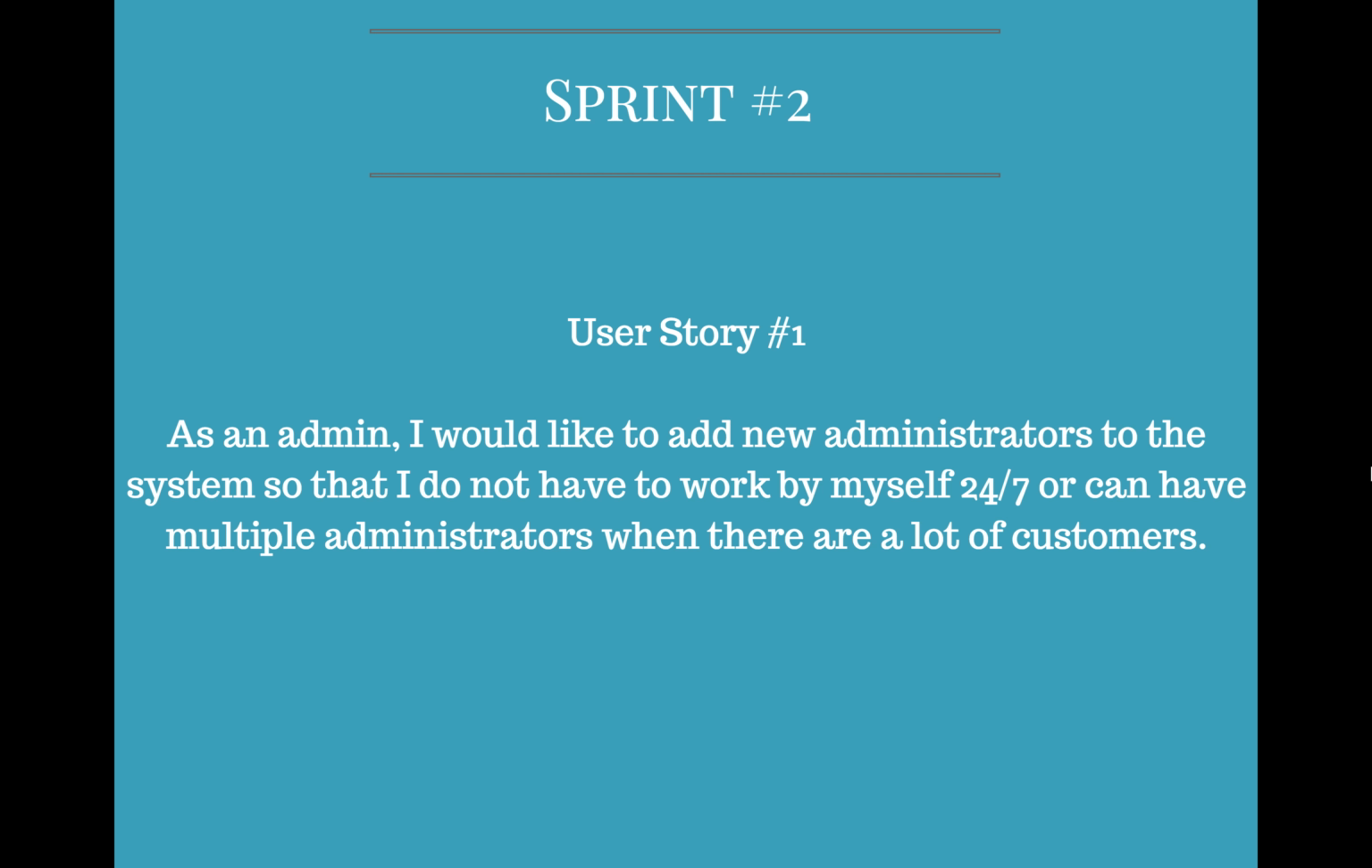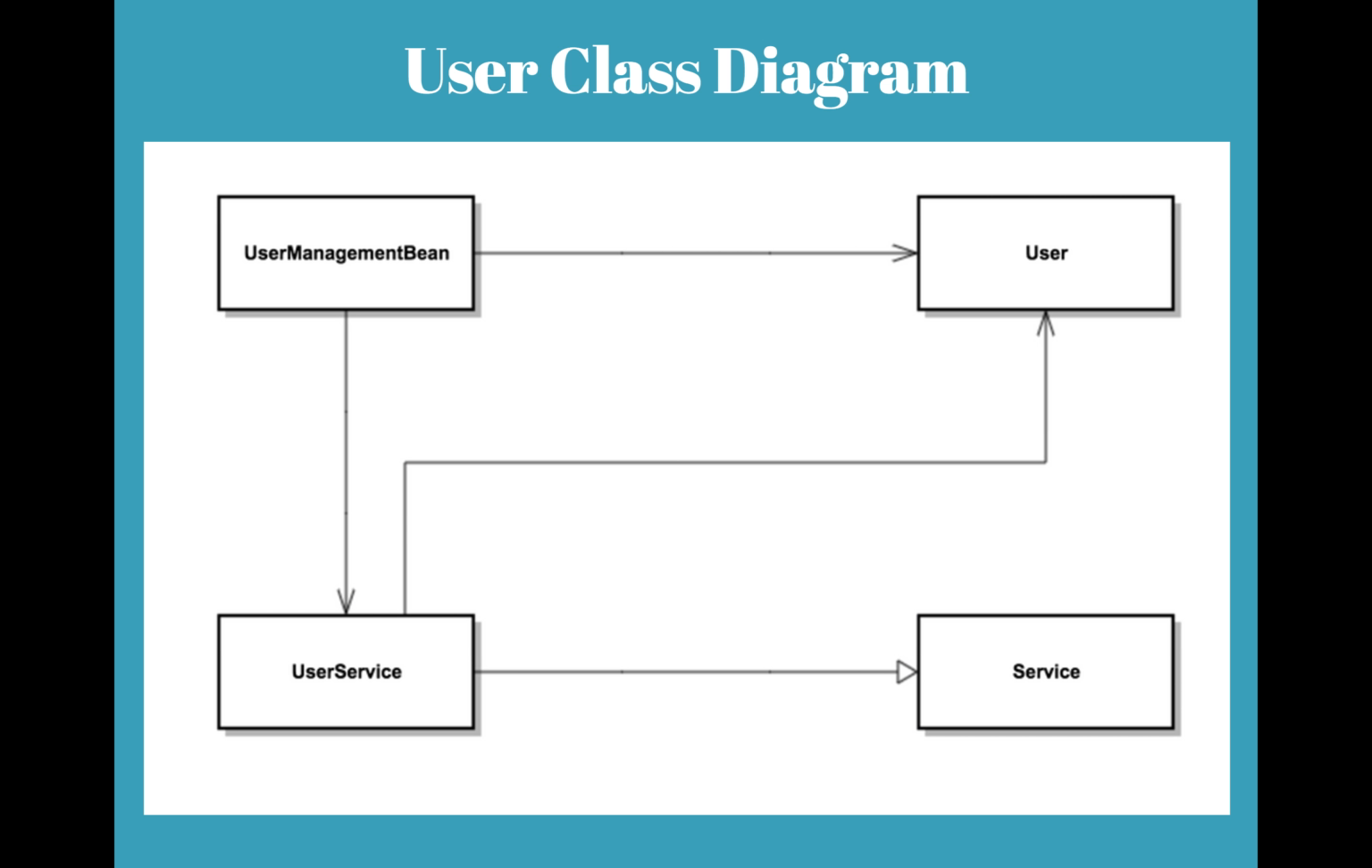For Sprint 2, my first user story was, as an admin, I would like to add new administrators to the system so that I do not have to work by myself 24/7 or can have multiple administrators when there are a lot of customers. This was done using the user object, and the user object was used by the user management bean and the user service. The user management bean calls on the user service, which extends the service class.